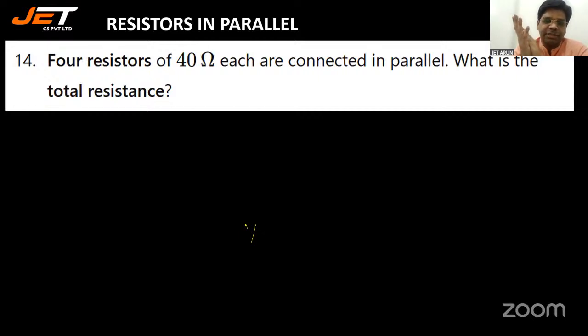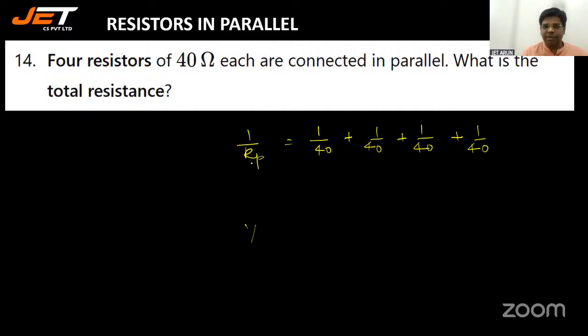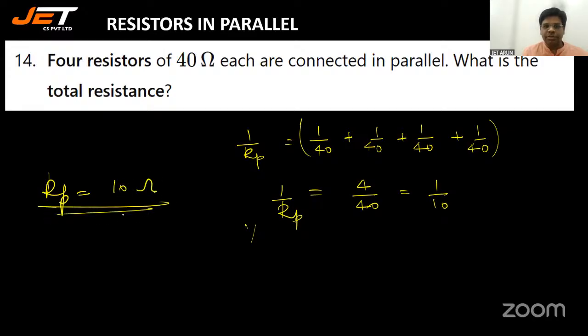Excellent, Ansar. That's wonderful. Ansar is absolutely right, with the units. Okay, let me just solve it. There are four resistors, right? So 1 by 40 plus 1 by 40 plus 1 by 40 plus 1 by 40 is equal to 1 by R effective, R parallel. Now, 4 times 1 by 40 is 4 by 40, which is equal to 1 by 10. Now this is 1 by Rp. So Rp would be 10 ohms. That's it.